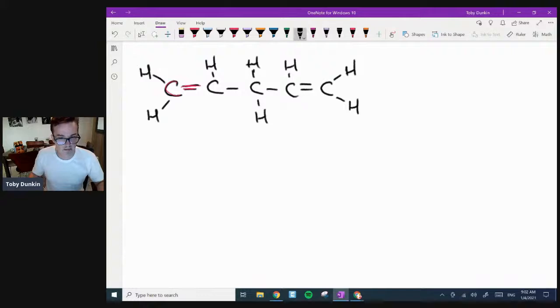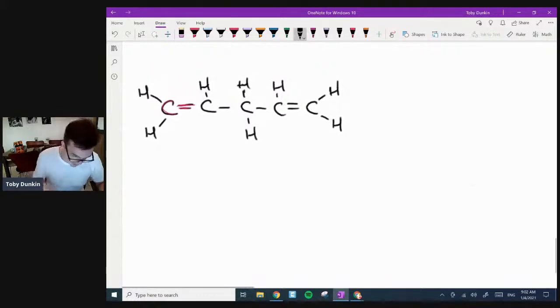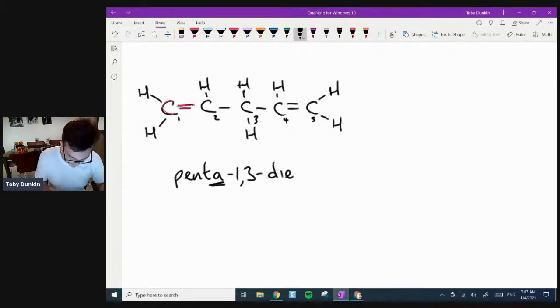Right. Okay, so I hope you guys have had a go at naming this. So number one, it's a pent. Oh, it's a diene. I now need to add the A back because it's a diene, and I now need to number it. Carbon 1, 2, 3, 4, and 5. So this now is penta 1, 3, diene. So we're just doing some practicing here, guys, of the organic naming.